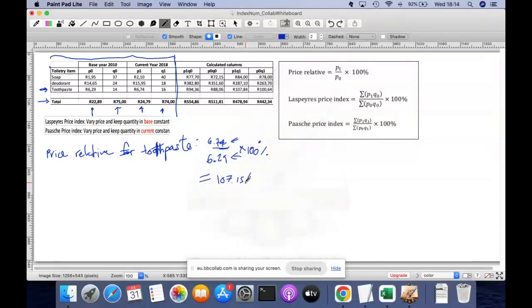107.15%. All right. So you don't have to memorize this formula, because you can see this is given to you. All the formulas that you see in this block on the right, they're all given to you. So I don't expect you to memorize that. You just need to understand how to use it.